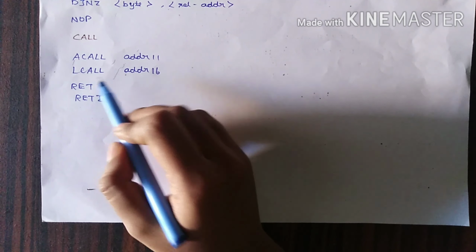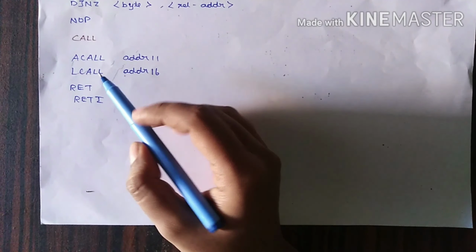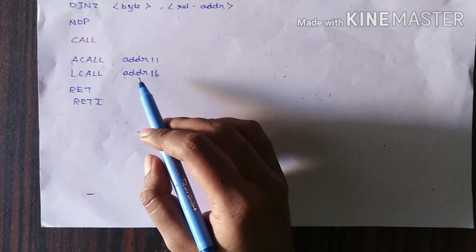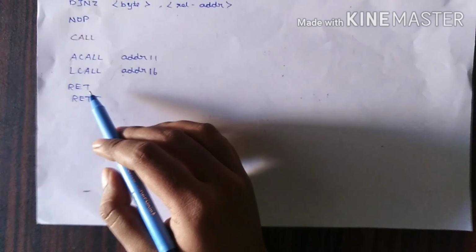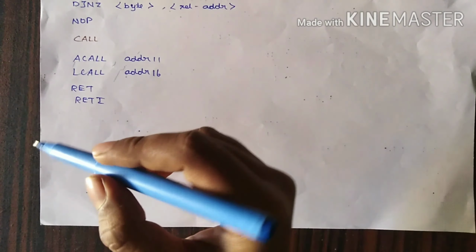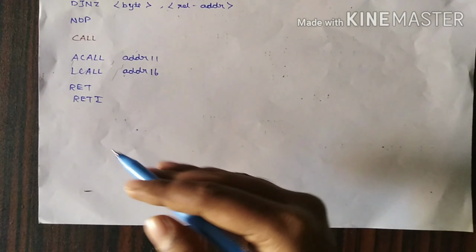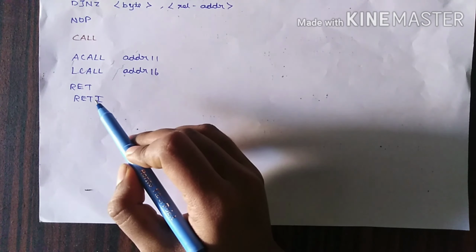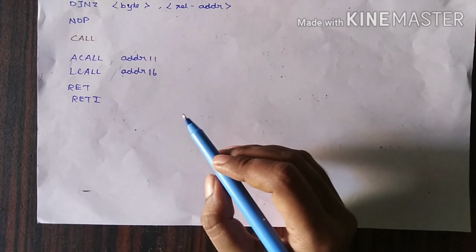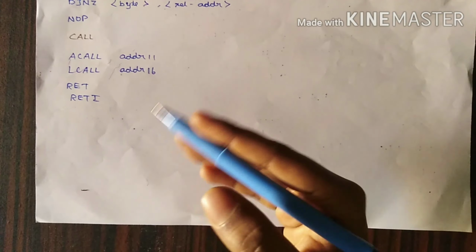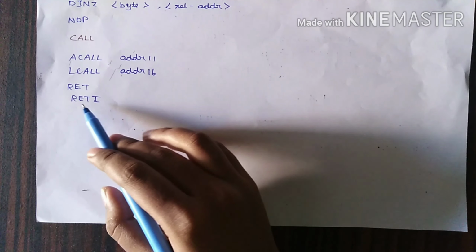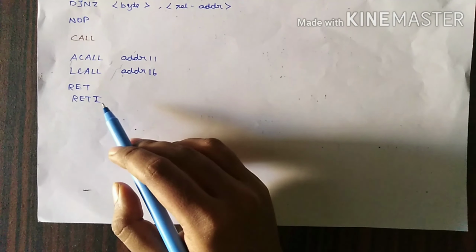And the next instruction is LCALL address 16. That is, this can call anywhere in the complete 64 kilobytes of memory, and here the address will be 16 bits. Now RET means return. This instruction makes the flow of control go from the subroutine program back to our original program, and this is RETI, return from interrupt. We know that we can give interrupts in 8051. So if we are running with an interrupt, then we can get out of that interrupt using this instruction, return from interrupt.